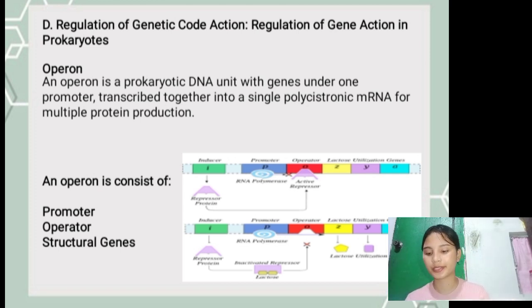Last is structural genes, the genes encoding proteins with related functions, transcribed as a single mRNA molecule.